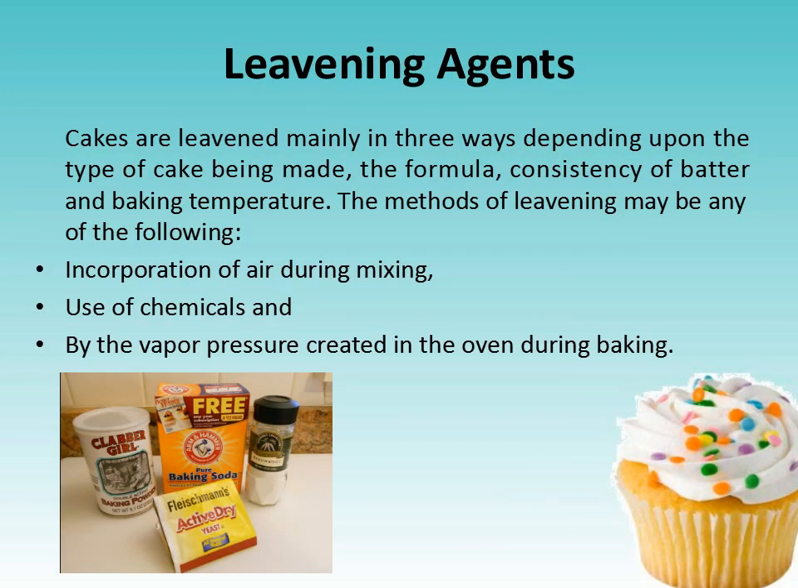Cakes are leavened mainly in three ways depending upon the type of cake being made: the formula, consistency of batter and baking temperature. The methods of leavening may be any of the following: incorporation of air during mixing, use of chemicals, and the vapor pressure created in the oven during baking.